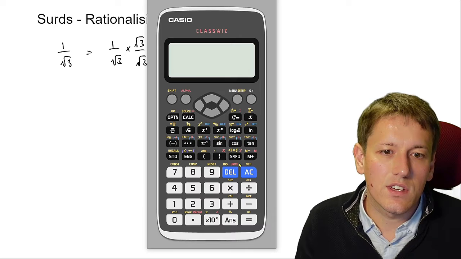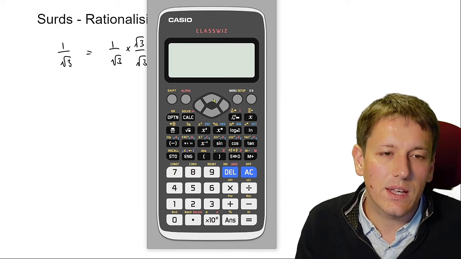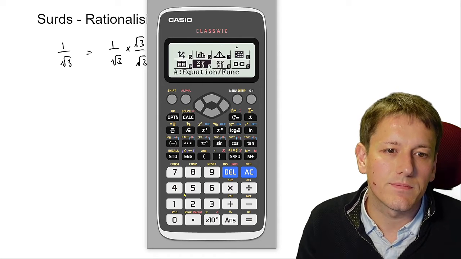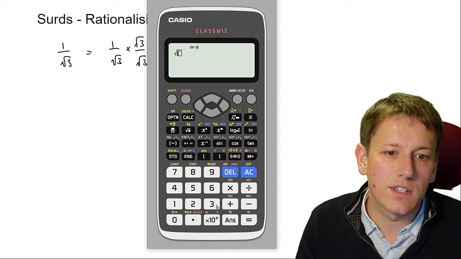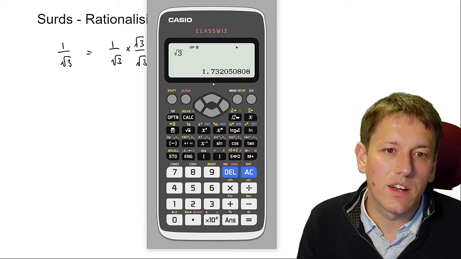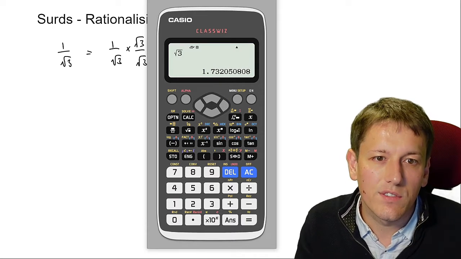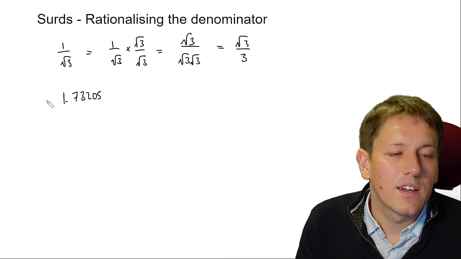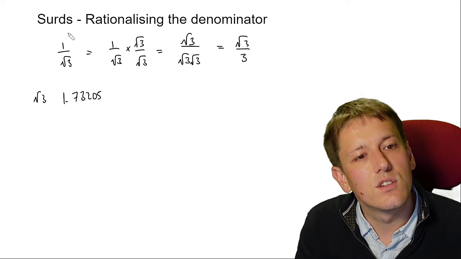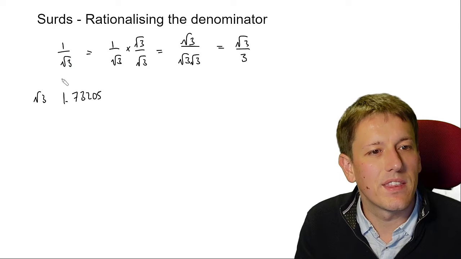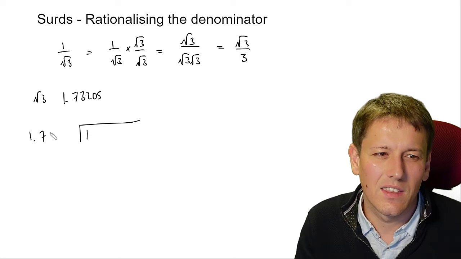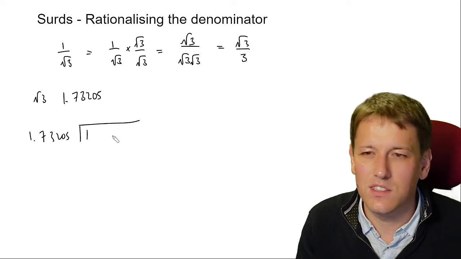If I just go to the calculator here and work out what the square root of 3 is, for example, let's just do it to a few decimal places. Right, I get 1.73205. Okay. Right, if I try to do 1 divided by this, and try and do this as a division, like that is really something quite messy to do.